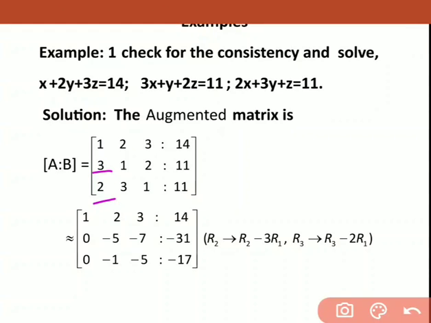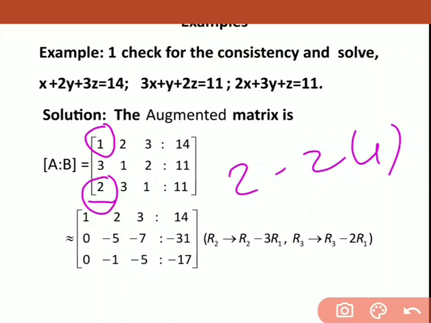For that we have to use this row operation: R2 changes to R2 minus 3R1. Here 3 minus 3 times 1 gives 0. Similarly, to make this element 0, we use R3 changes to R3 minus 2 times R1, because 2 minus 2 times 1 gives 0. So we will get this element equal to 0.